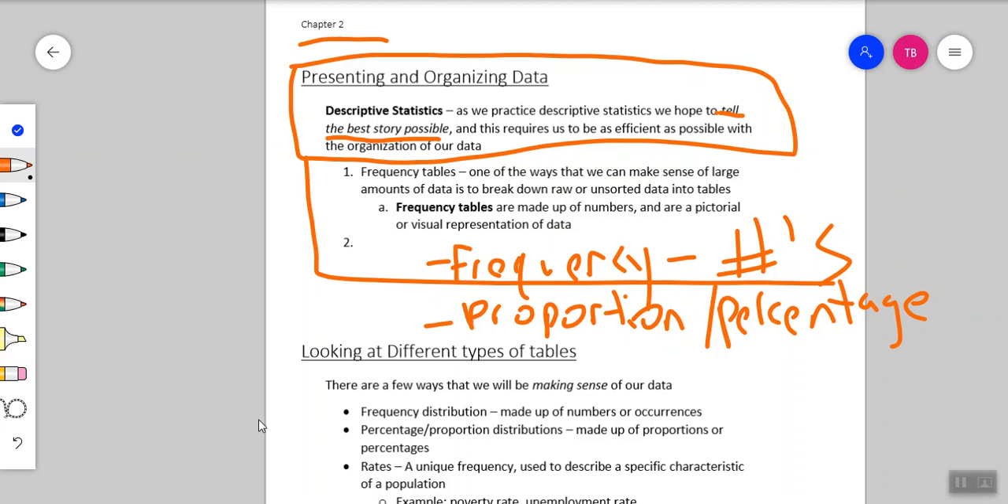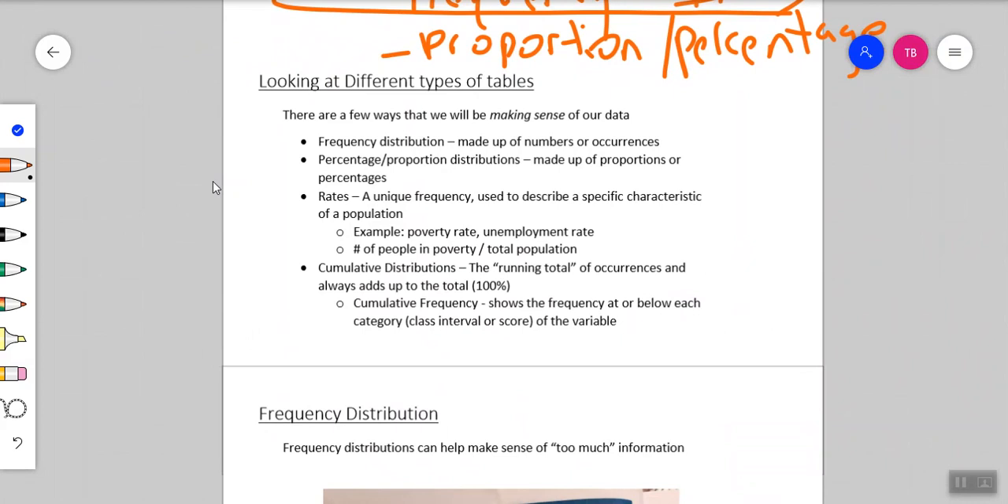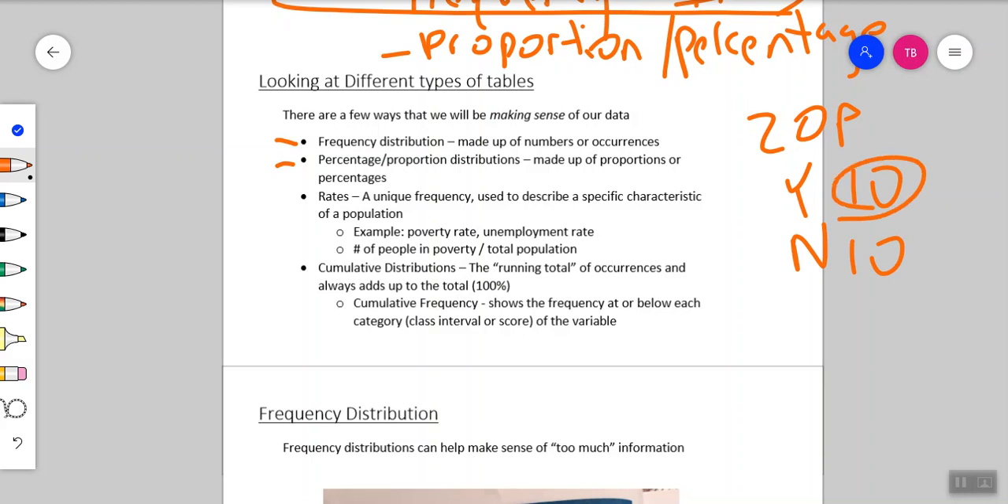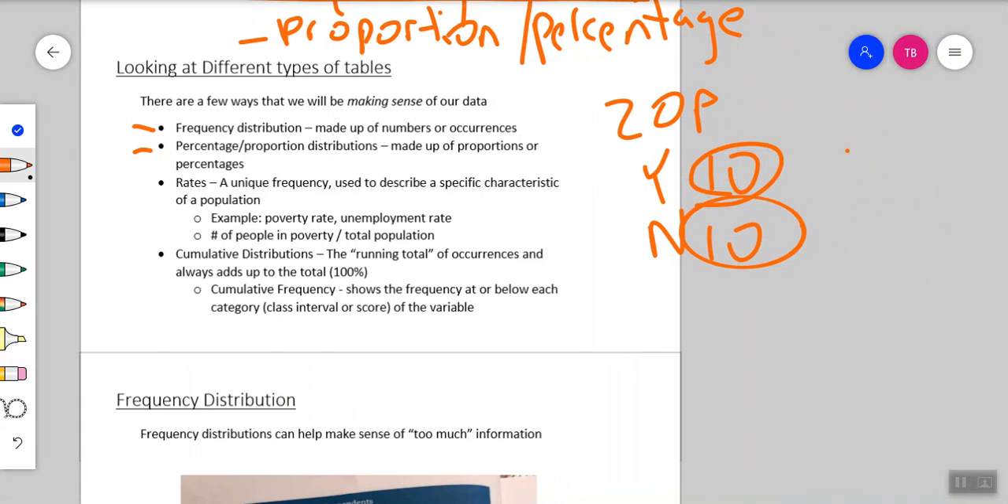So let's take a basic definition. I'm going to start off in the first part. We'll look at definitions, and each one of these we'll look at in more detail as we go throughout this lesson. So a few ways of making sense. Like I just said, a frequency distribution is made up of numbers or occurrences. In our survey of, let's say, 20 people asking if they like the movie or not, 10 people said yes, 10 people said no. This number here would be the frequency. Percentage distribution would be that same idea, but turned into a percentage. So it'd be 50% and 50%, half and half. Those are the two main things we're looking at.